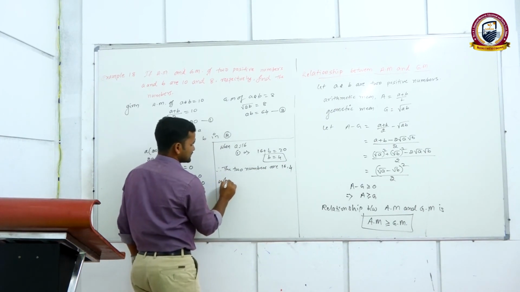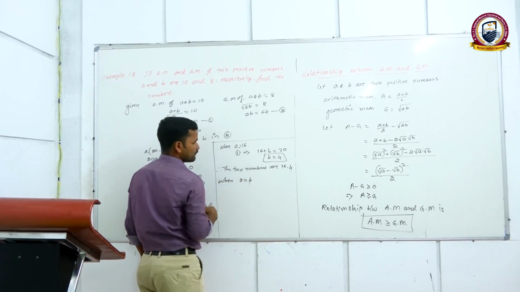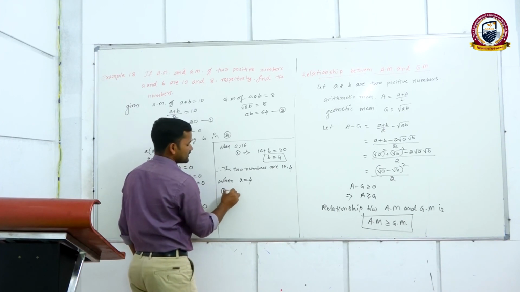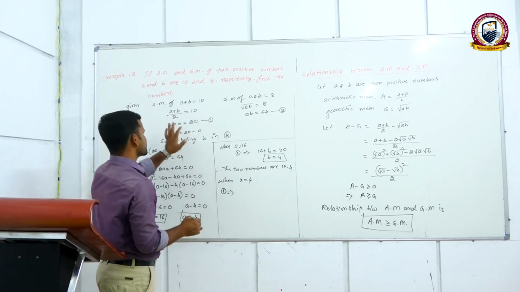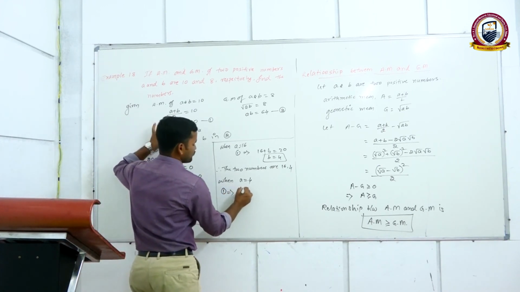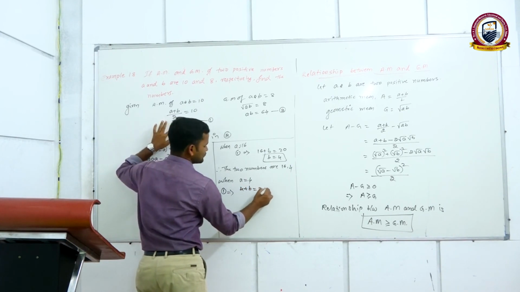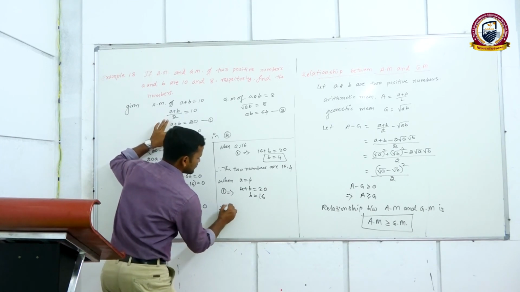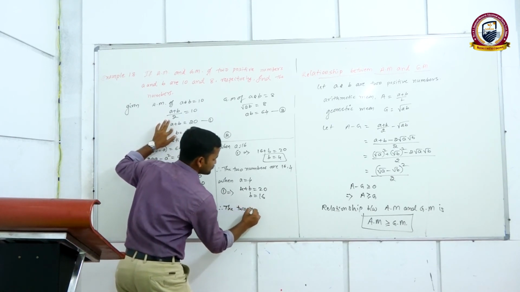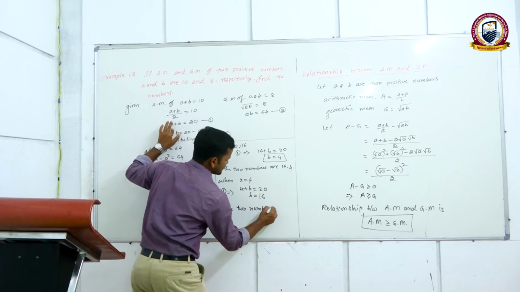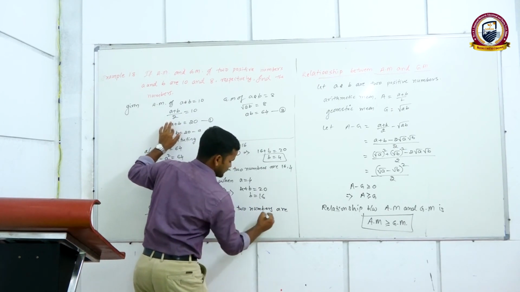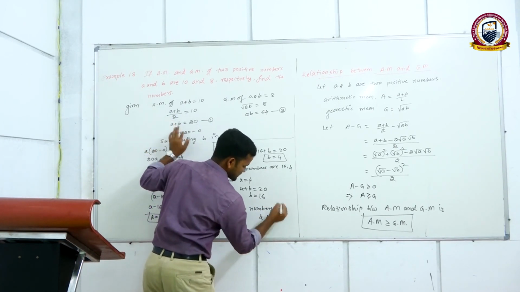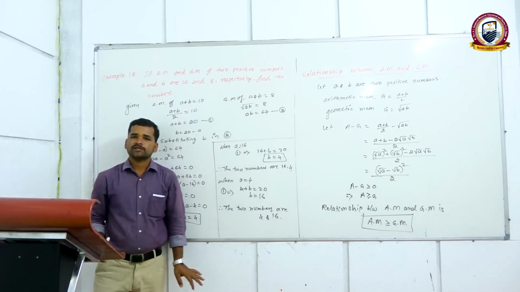Second case, when a is equal to 4, what happens to the b value? Again you substitute in equation 1. Equation 1 implies 4 plus b is equal to 20. b is equal to 16. Therefore, again we have the two positive numbers are 4 and 16. This is about the geometric progression.